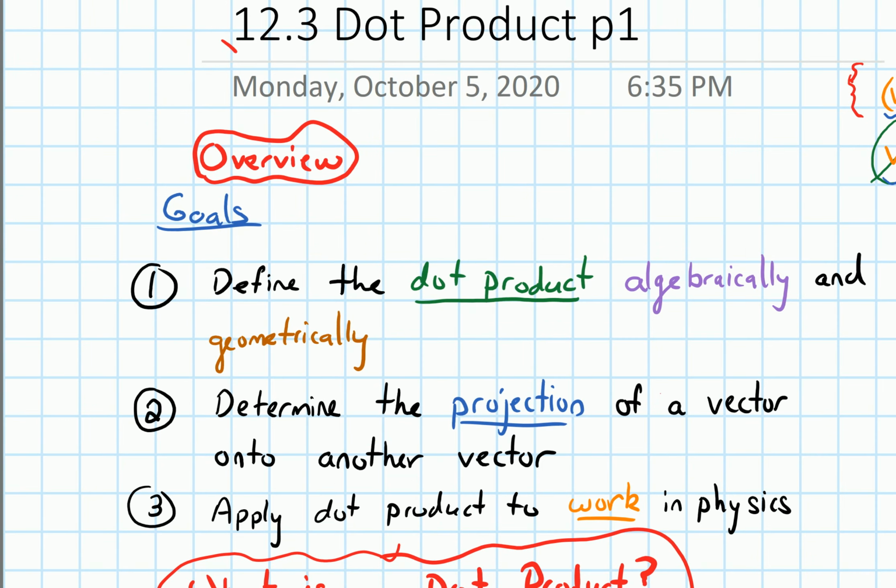All right, so in terms of our goals, we have defined the dot product algebraically and then connected that to the geometric interpretation of what it is.